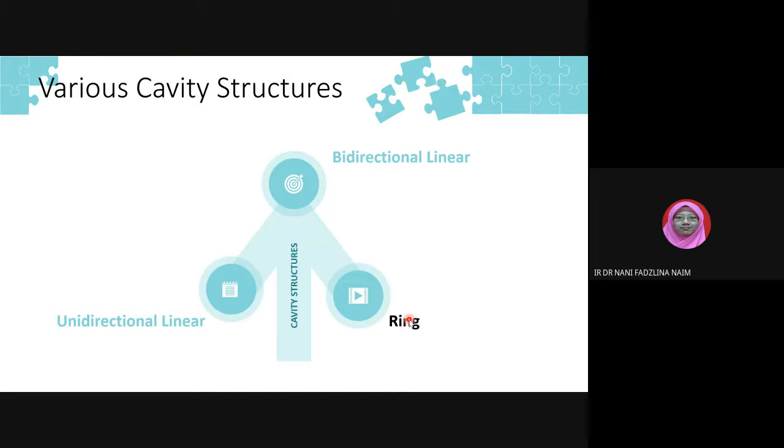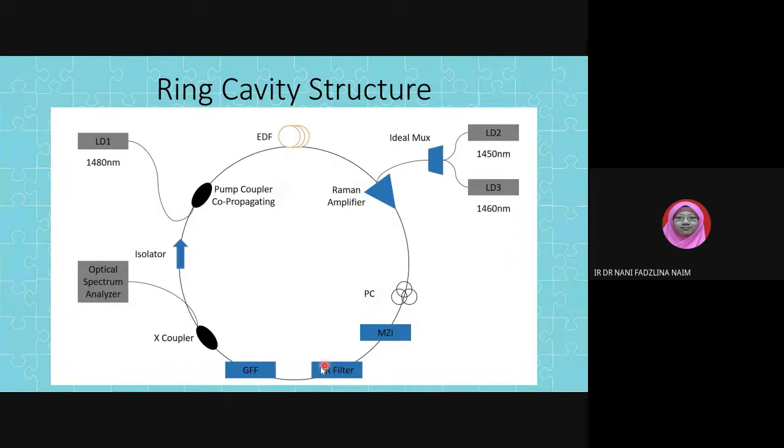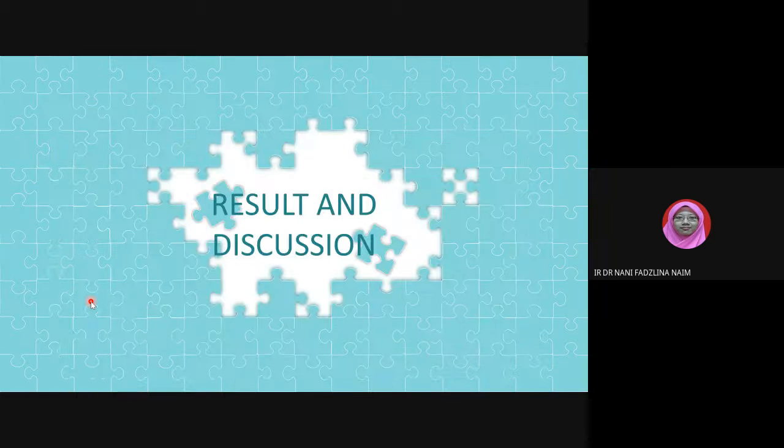So let's look at the third structure, which is ring cavity structure. Here we can see that the shape is in ring structure. So that's why we call it ring cavity structure. This is our laser source, pump power. We have the amplification from EDF and also the Raman amplifier. We have the polarization controller to control the polarity of the signal. We have Mach-Zehnder interferometer, filter, GFF, and finally, the multi-wavelength laser will be observed using optical spectrum analyzer. So let's look at the result and discussion part.